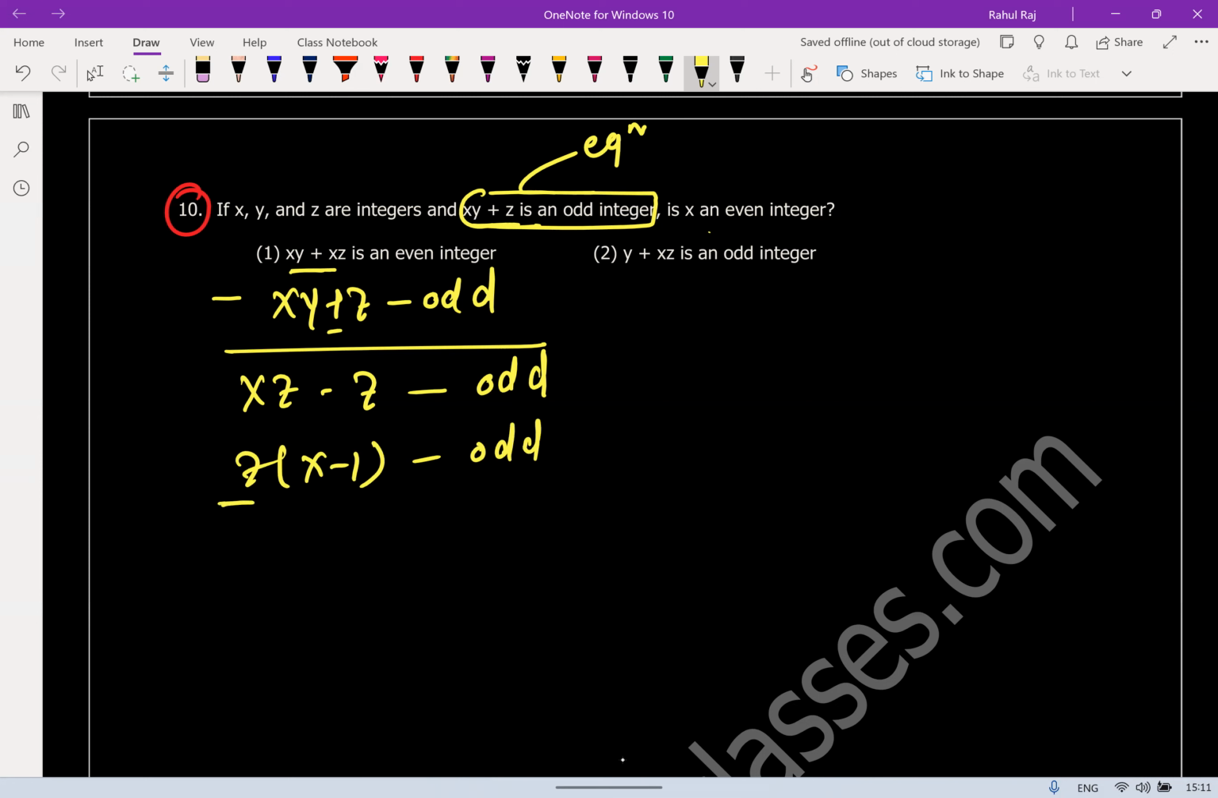Now the product of two numbers is odd when? When both are odd. So x minus 1 is odd. If x minus 1 is odd, x is nothing but odd plus 1, that is even. So this is sufficient.